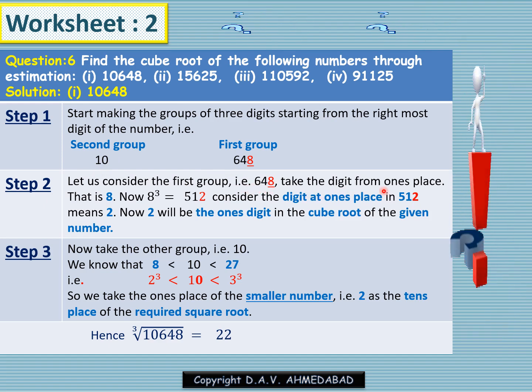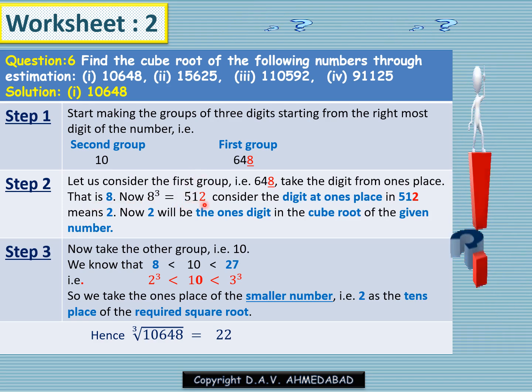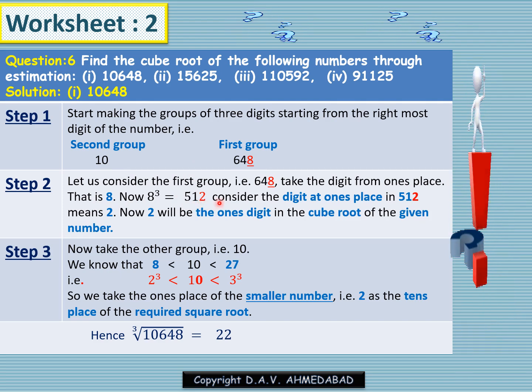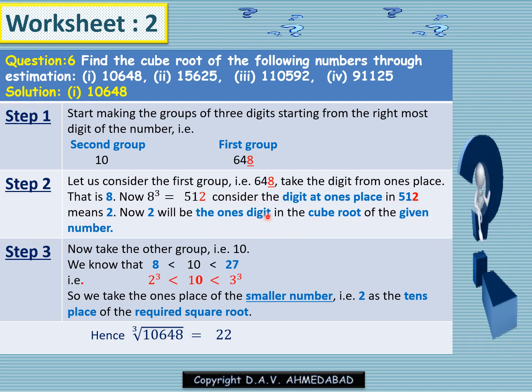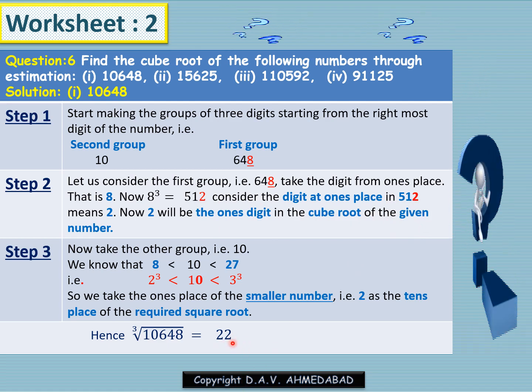Take the digit from one's place, that is 8, and 8 cube is 512. What is one's digit of 512? 2. So 2 will be the ones digit in the cube root of the given number, right? So in our answer, we will be having 2 at ones place.